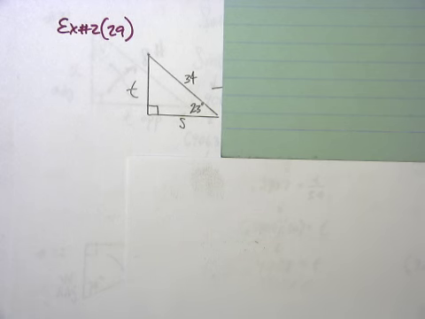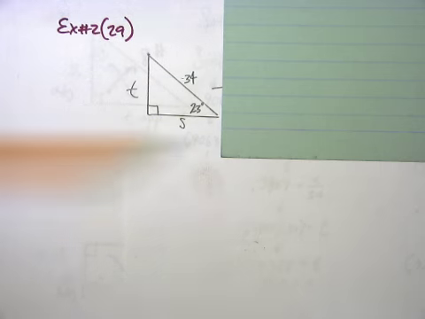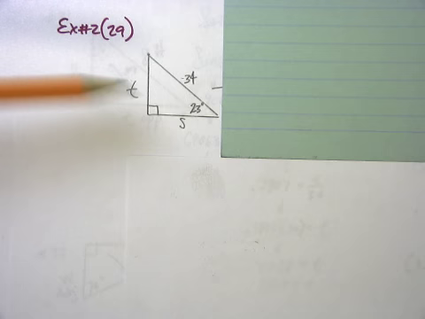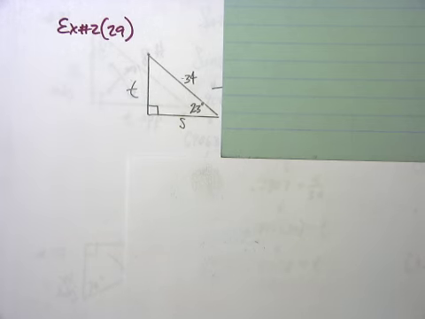Okay, so let's take a look at example number 2, which is number 29. They give me a right triangle here. They tell me that this side here is 34 and the angle is 23. And they want me to find this side here, which is side T, and this side here, which is side S.